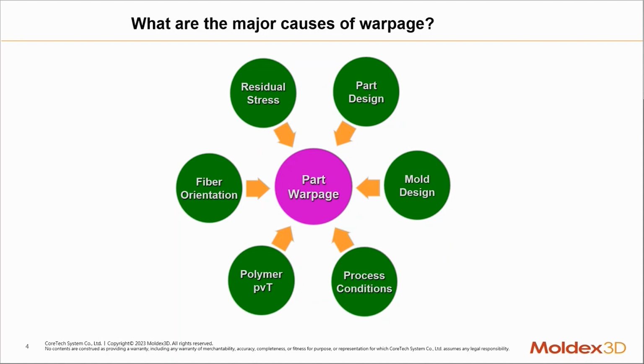Polymer PVT, basically how the material behaves, is I would say the second most, if not the most, impactful of all these causes. Fiber orientation and residual stresses have a significant role to play in warpage. Fiber orientation, of course, comes into play when the material actually does have fiber in it. And we'll look at the residual stress impact as well.